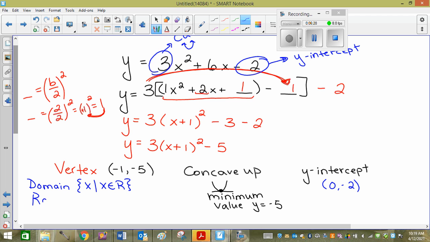Range. Y such that. This is a minimum. We know this. We know our minimum is at -5. So my range is going to be y such that y is greater than or equal to -5, y ∈ R. We agree? Do you see all those things I made you do for this one?